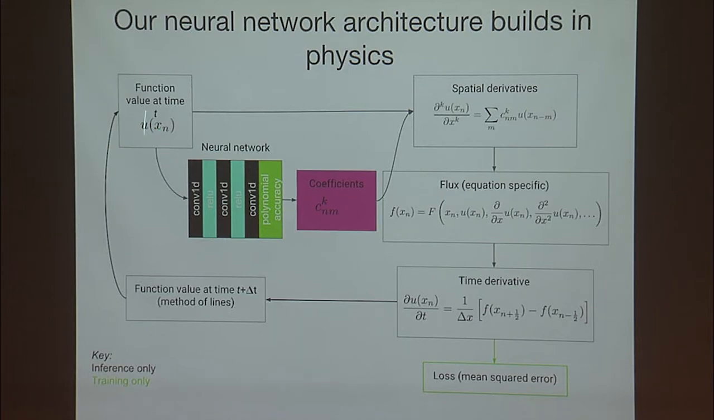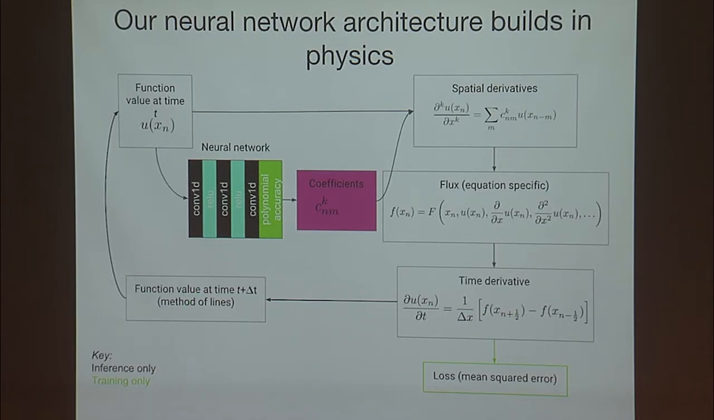Okay, so here's how it works. To compute the function at a new time, you compute the spatial derivatives using this formula. We compute the spatial derivatives by feeding the function values on the stencil into a neural network. This is just a convolutional neural network with a couple of layers, and there are certain accuracy constraints that are put on the end. These are just details. It outputs the coefficients. From the coefficients, you can compute the spatial derivatives. From those, you can compute the fluxes. From those, you can compute the time derivatives. You then simply advance the solution in the same way as before and iterate.